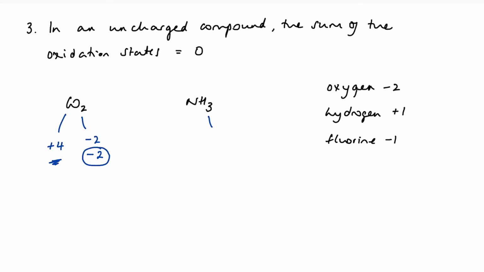Similarly, if I look at hydrogen, hydrogen in ammonia has an oxidation state of +1. There are 3 of them, which means that nitrogen must have an oxidation state of -3.